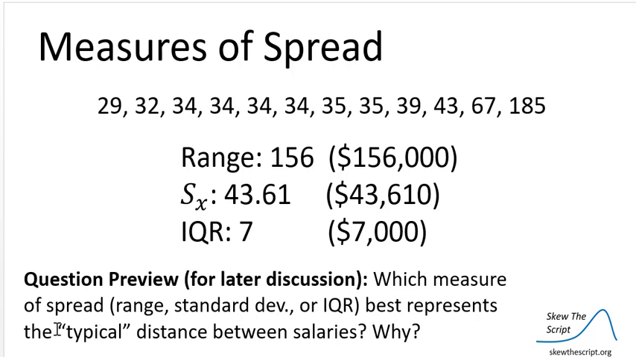So I want you guys to think about this. Which measure of spread, range, standard deviation, or IQR, best represents the typical distance between salaries? So how far are these salaries typically spread between each other? And why is that measure the best? So keep on thinking about this.